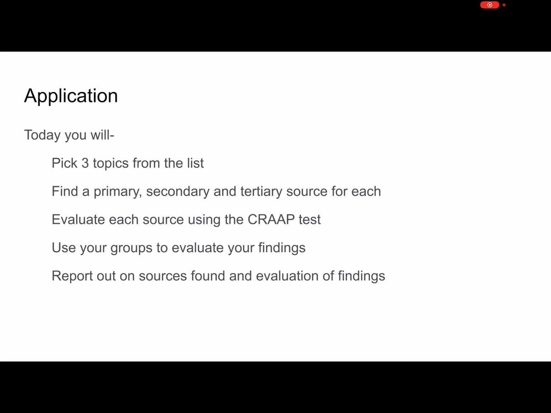Today, you're going to pick out 3 topics from a list that will be in the class folder. Any topic you want. Find a primary, secondary, and tertiary source for each. Evaluate each source using the CRAP test. In your group, talk about what you found and state your thoughts and see what your partners think. And then report out. So it should be 3 topics with 3 different sources each.